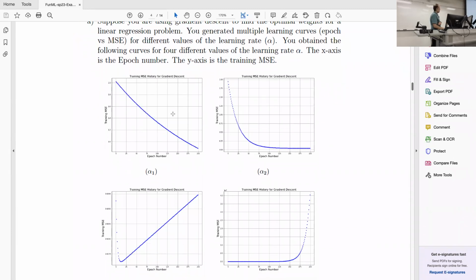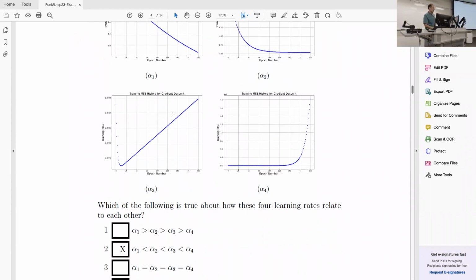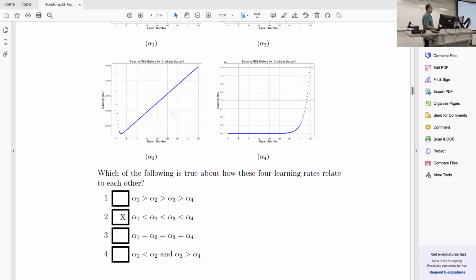So this is for the learning rate. And this is for everything fixed, right? You can go from alpha 1, alpha 2 is a little bit higher, alpha 3 is definitely much higher, and alpha 4 is meaningless, right? It's very, very, very high. So the second choice is the solution.